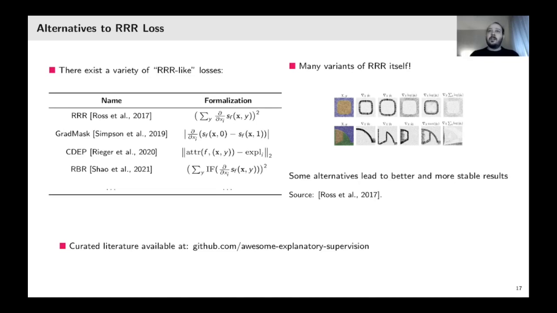There are several alternatives to the RRR loss, some of which are listed in the table to the left. There also exist several variants that depend on how label information is used, shown on the right. Some standout alternatives are grad mask, which has a contrastive flavor, and the right for better reasons loss, which looks at how the input gradient will change upon retraining the model. A curated list of works on this topic is available on GitHub.